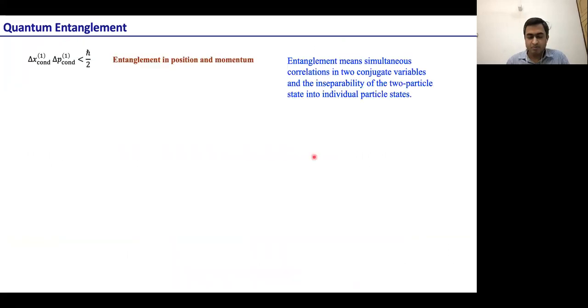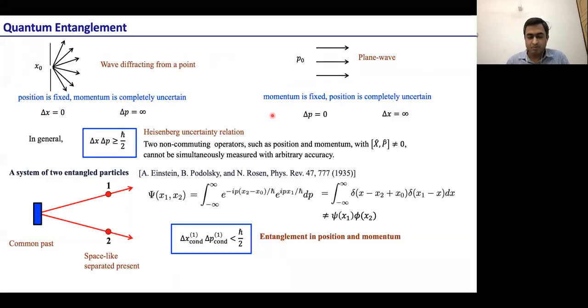So is that the same as entanglement? Yes. This is called inseparability. This is a very basic feature of entanglement. This is one way of explaining entanglement. If the two-particle wave function cannot be written as the wave function corresponding to the first particle times the wave function corresponding to the second particle, then that is entanglement. This is a very basic definition of entanglement.